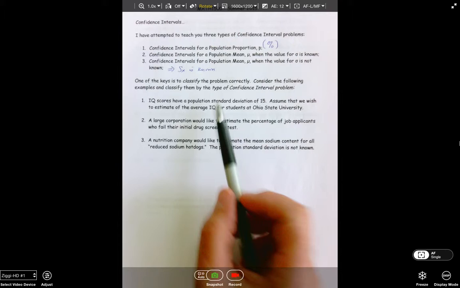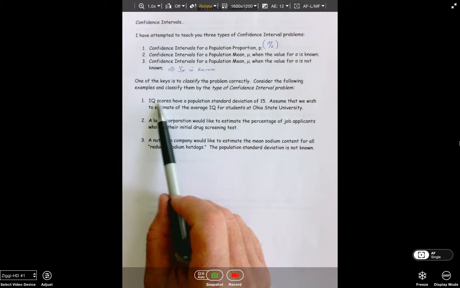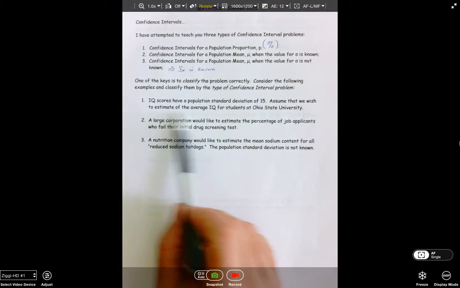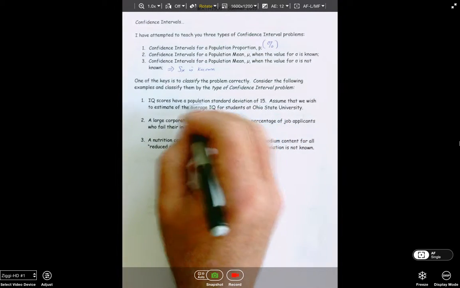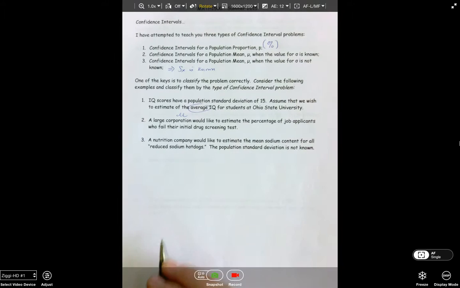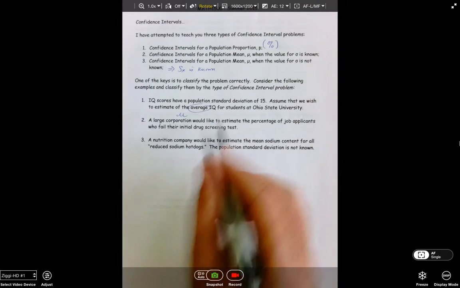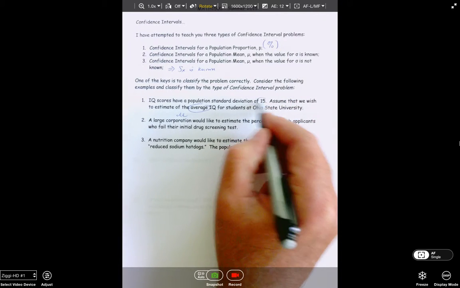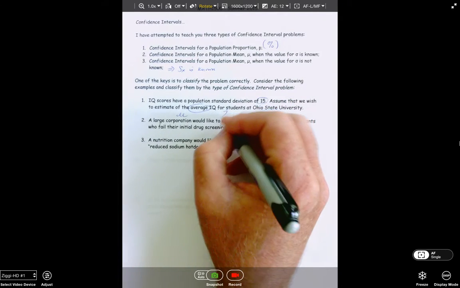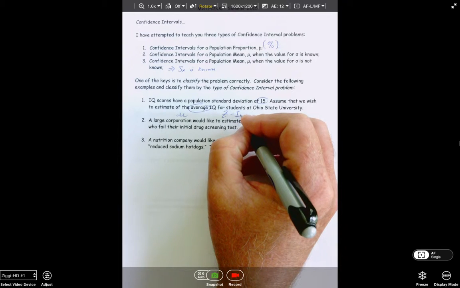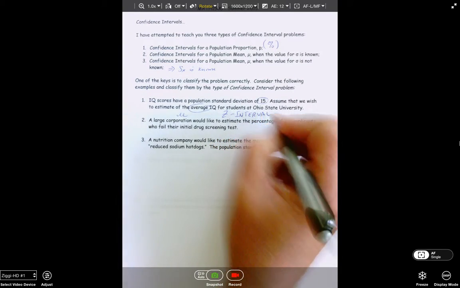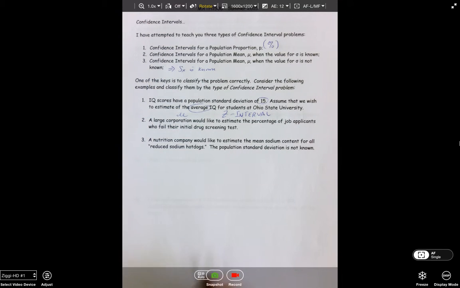So consider the following examples. IQ scores have a population standard deviation of 15. Assume that we wish to estimate the average. So guys, this tells me right here this is a mean problem. IQ for all students at Ohio State University. Since we have the population standard deviation known, this would be worked with the z-interval.